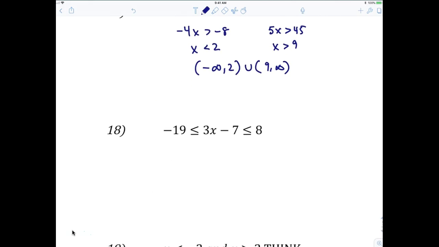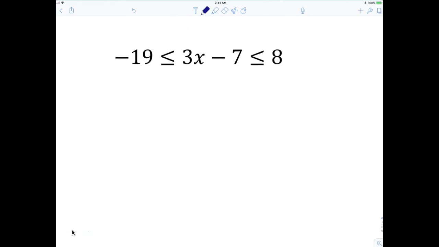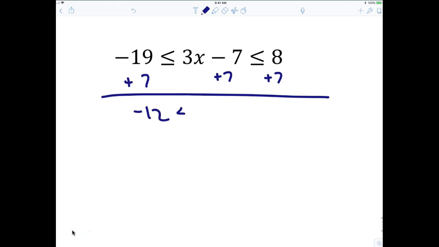Now, listen, for question 18, we have to do what to both sides? First, you have to add 7 to both sides, and then divide both sides by 3. Nothing to it, guys. I think that's kind of intuitive also. You add 7, add 7, add 7. Negative 12 is less than or equal to 3x, which is less than or equal to what? 15. Now we're going to divide by 3. Negative 4 is less than x, less than or equal to 5.